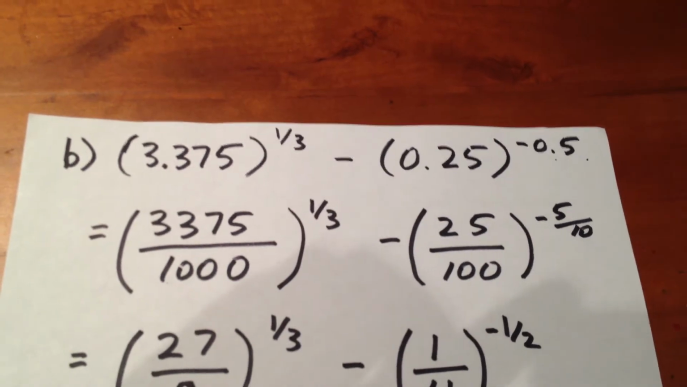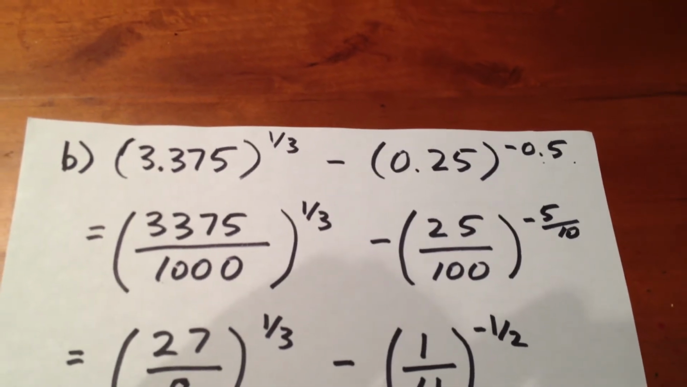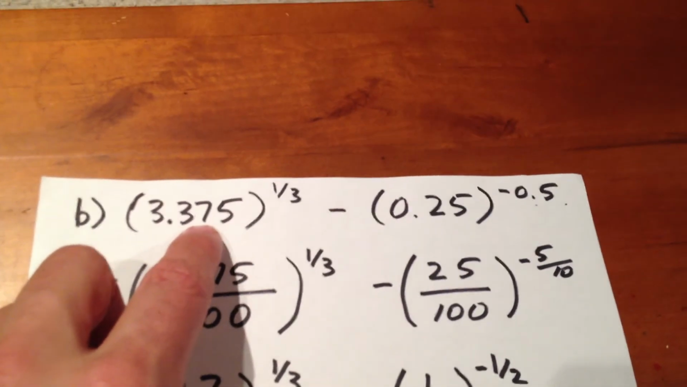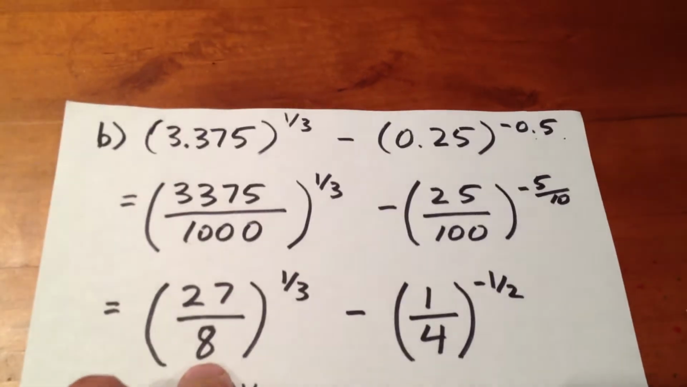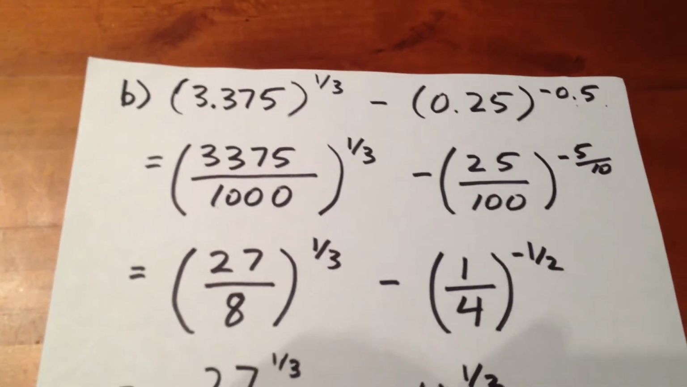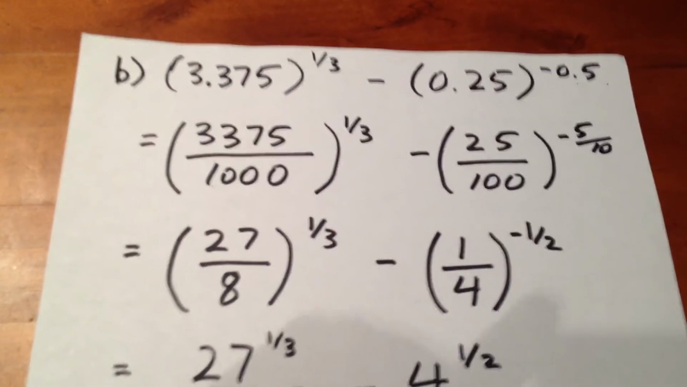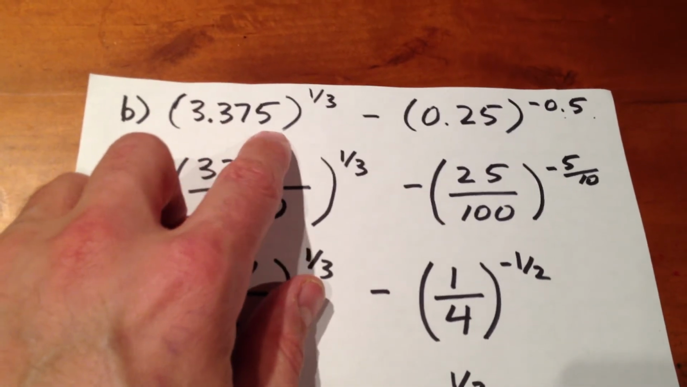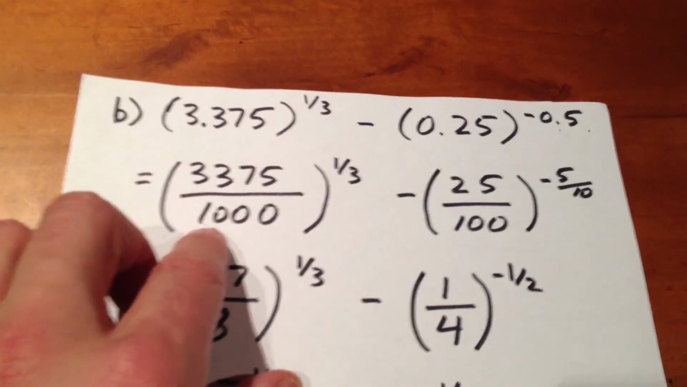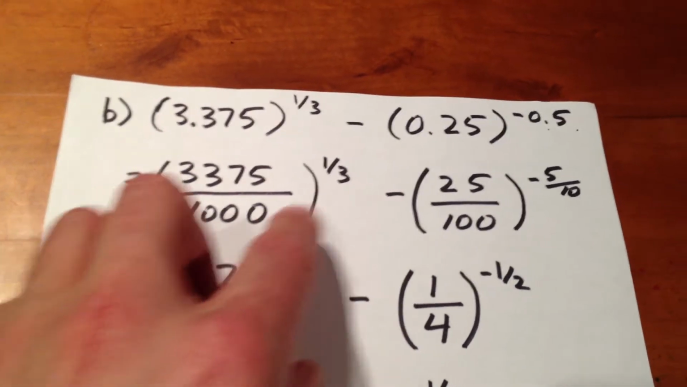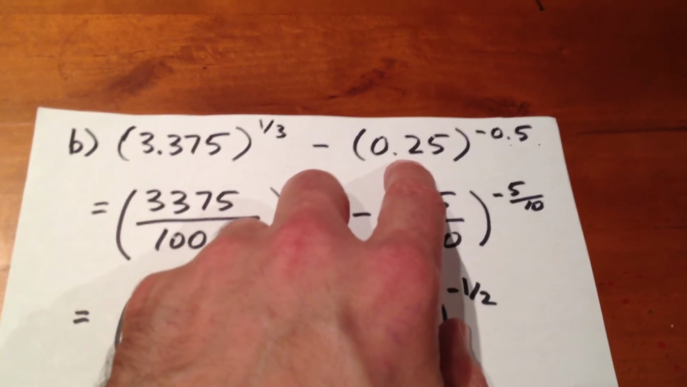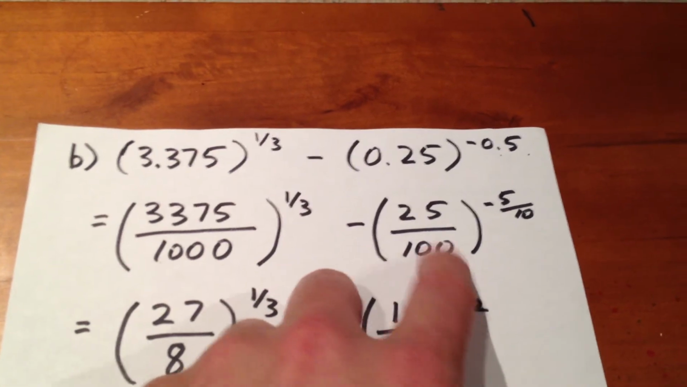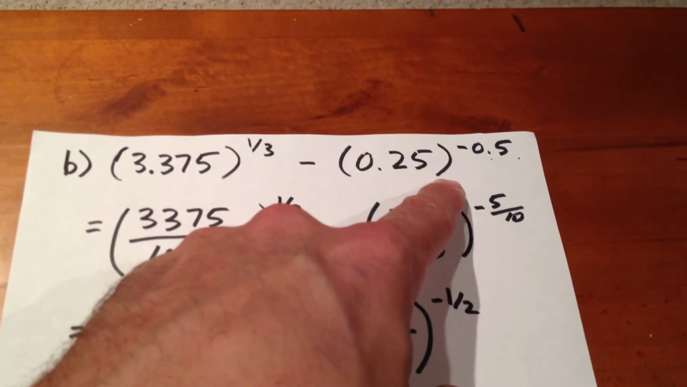3.375 to the 1/3 minus 0.25 to the negative 0.5. Well, you might recognize this as 3 3/8, which becomes 27 over 8. If you don't see that, then just remember that when you have decimals, what you can do is move the decimal place over 3 spots and then remember to put 1,000 in the denominator. In this case, move the decimal place over 2 spots and put 100 in the denominator, the same number of zeros as the number of spots you had to move over.